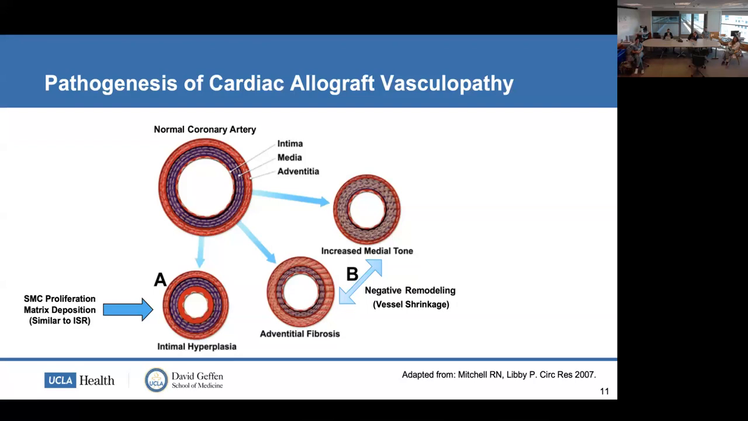type of coronary disease that occurs after transplant that involves two processes. One is intimal hyperplasia, and the second is negative remodeling. So intimal hyperplasia involves smooth muscle cell proliferation and matrix deposition. It's very similar to the pathogenesis of in-stent restenosis. And then adventitial fibrosis and increased medial tone lead to negative remodeling, or what we call vessel shrinkage, and the inability for the vessel to have compensatory remodeling. And so these two processes together cause the lumen to progressively obstruct and eventually lead to graft failure.